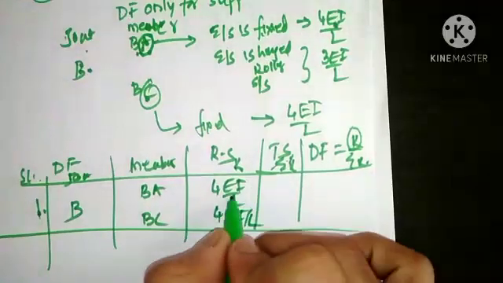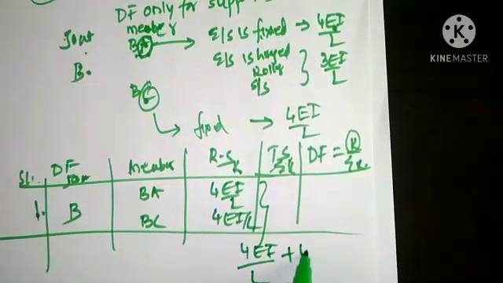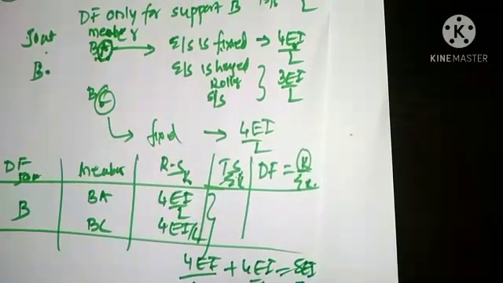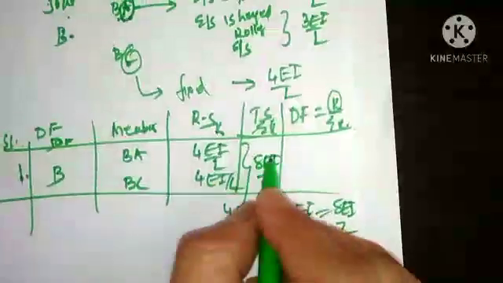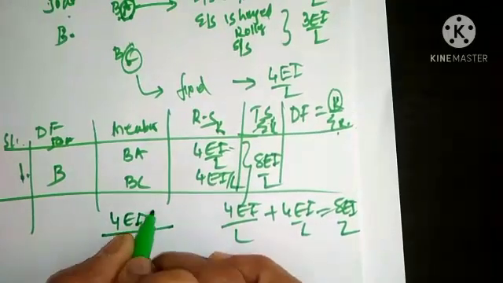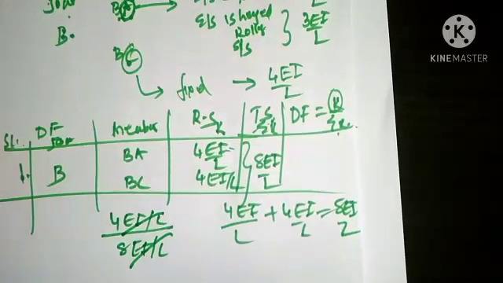Now total relative stiffness will be 4EI by L plus 4EI by L. So total it will be 8EI by L. Now if you consider this, K divided by summation K, 4EI by L divided by 8EI by L. As a resultant, EI by L gets cancelled out.